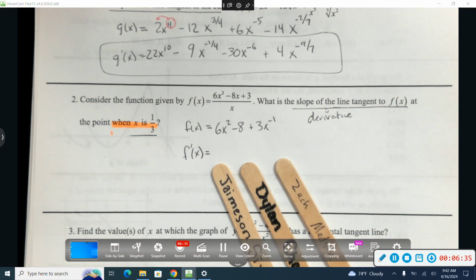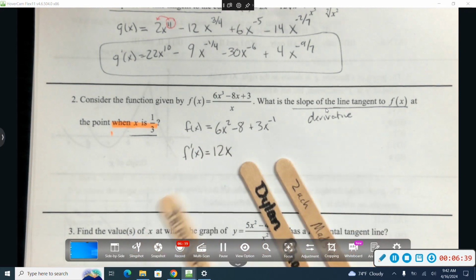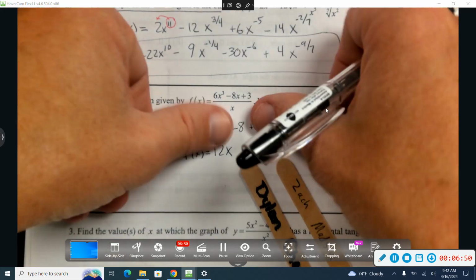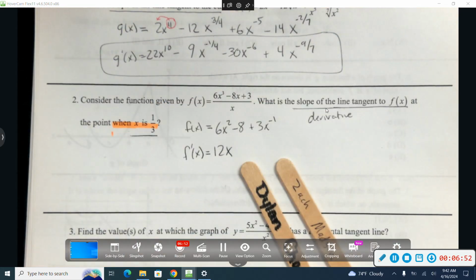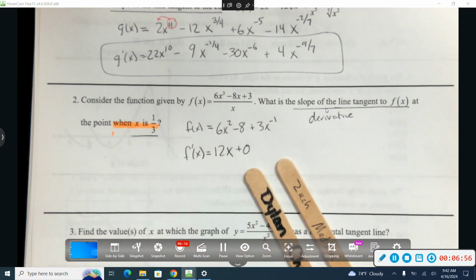So Jameson, how about the derivative of that first term? 12x. Dylan, the derivative of the second term? I mean, it's easy, but it's tricky easy. 0. Yes. Did you know that other than someone whispering it to you? Yeah. Well, there's two ways to think about it.